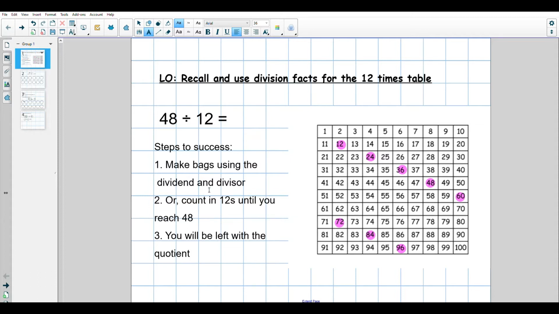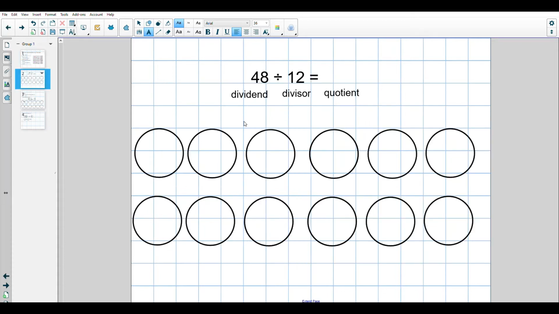I'll show you step 2 here, so counting in 12s until you reach 48. It's nice simple steps. You're counting in groups of 12 until you reach 48. You can see here 1, 2, 3, 4 steps. So 48 divided by 12 is 4 equal steps. Instead of counting up in your 12 times table, you could use the bag method that I mentioned in the success criteria.